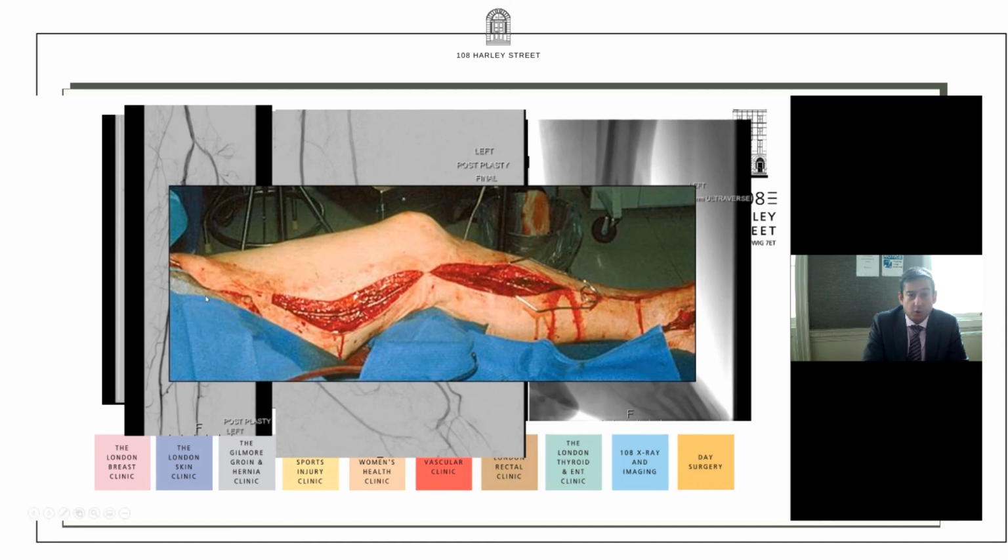If the angioplasties don't work, this is a picture of a patient of mine who underwent a distal bypass. As you can see, I've plumbed their long saphenous vein onto the artery up here and then tunneled it all the way down into the pedal artery here.